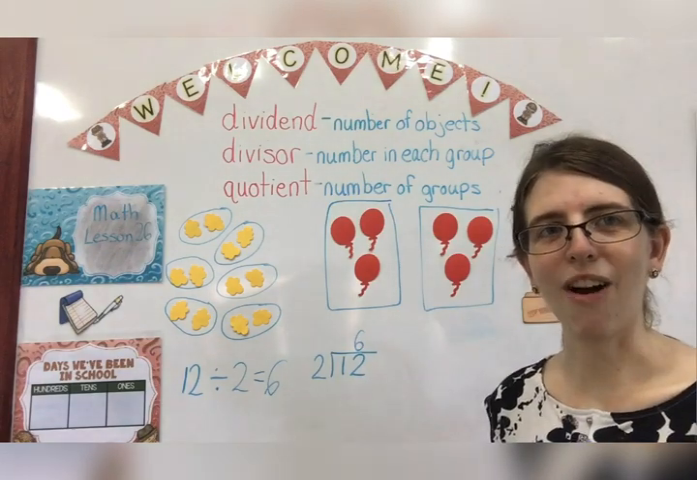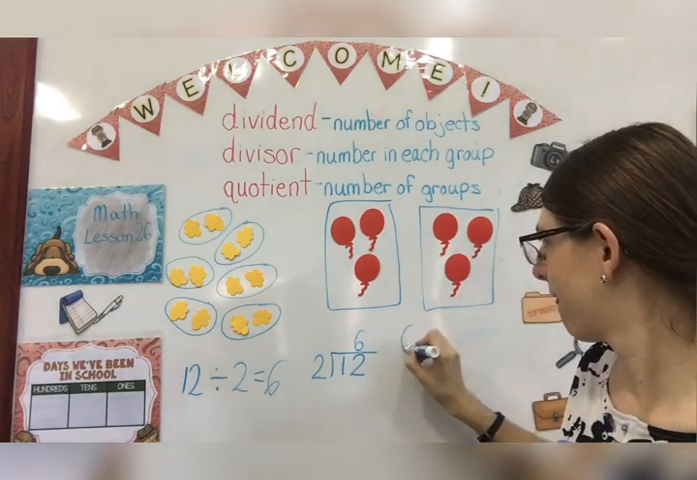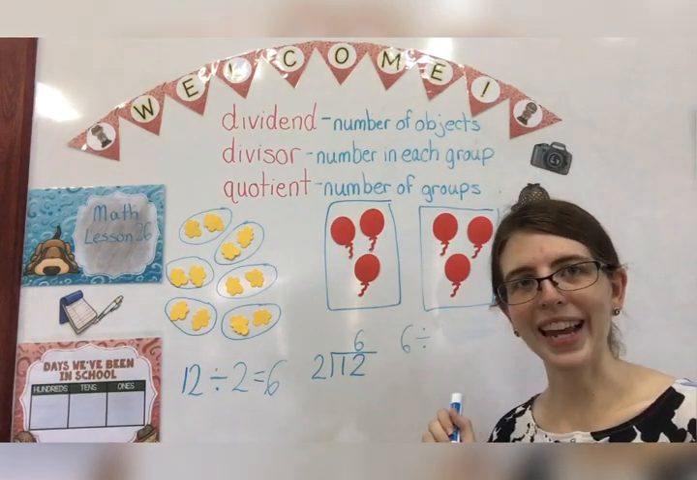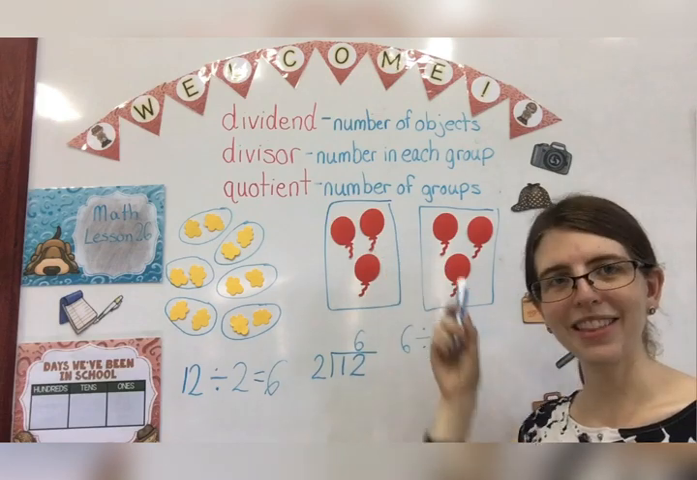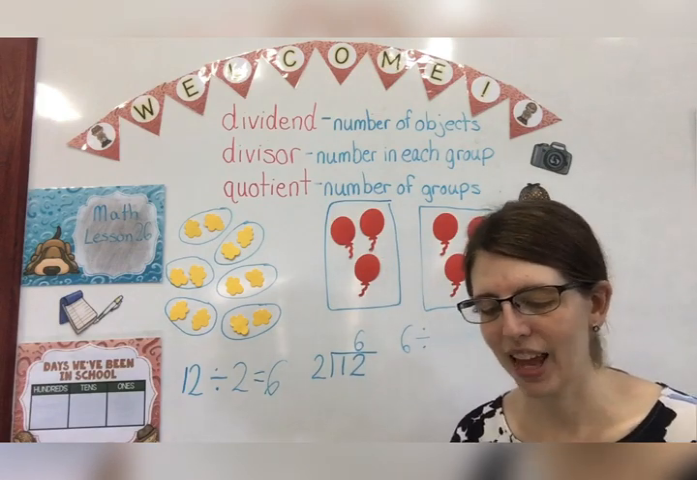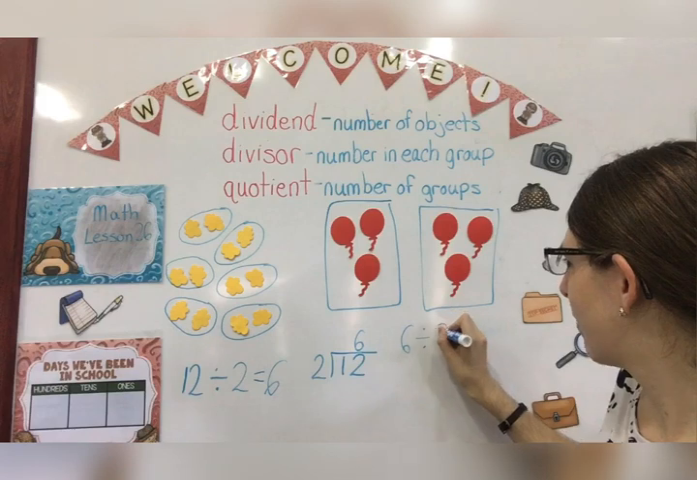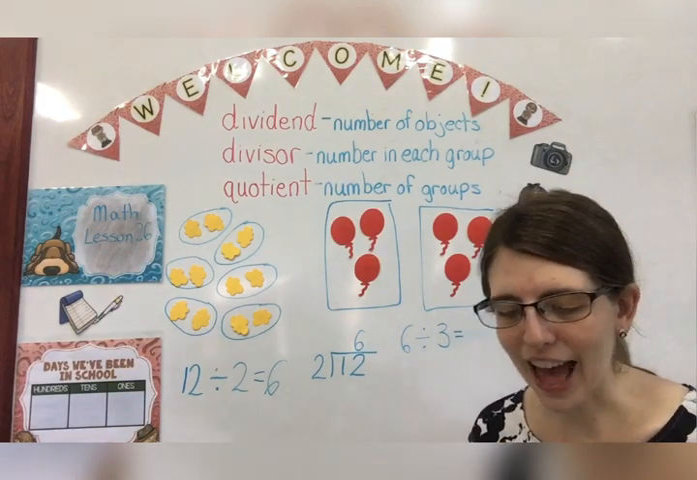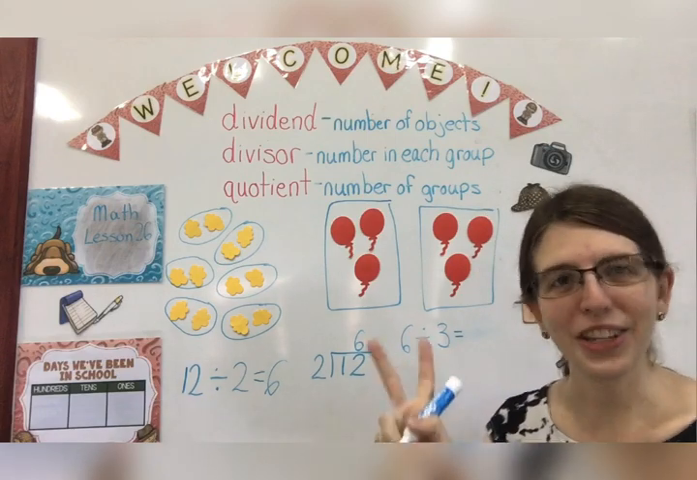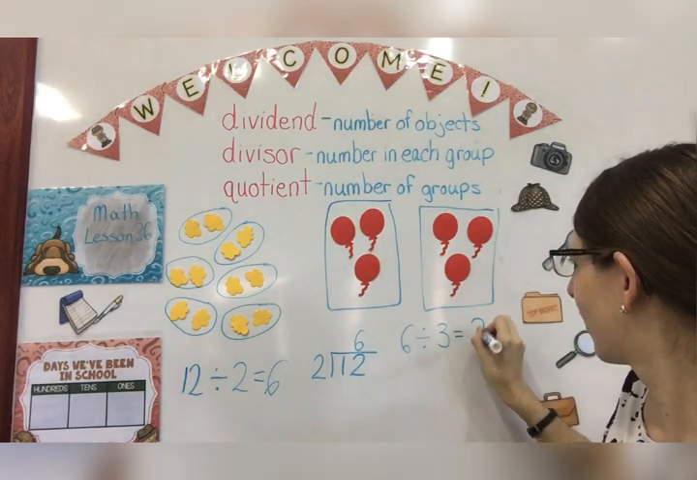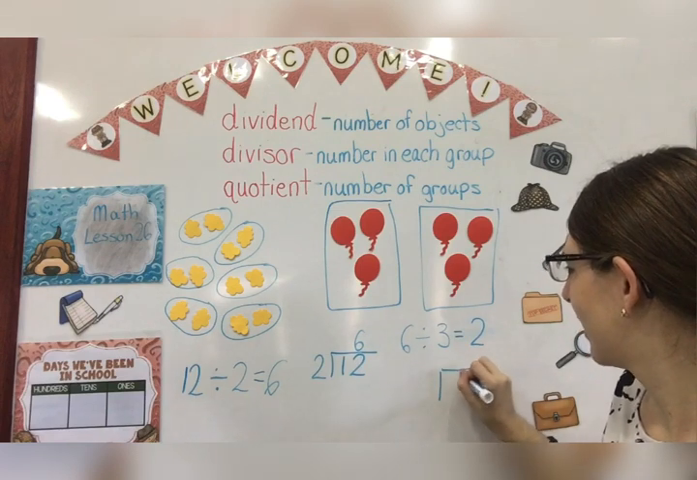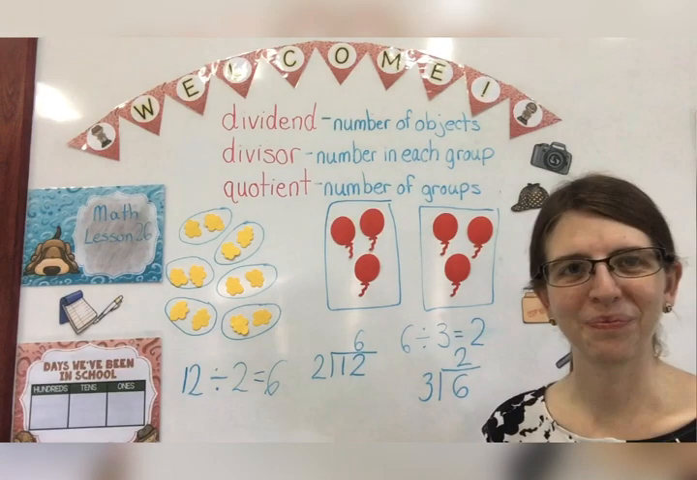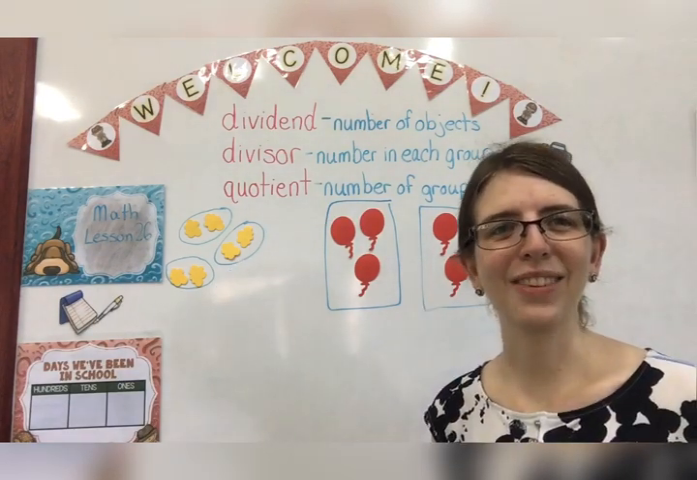How many is this in all? There's 3 in each group, right? 3 in this group, 3 in this group. So letter B should be 3. So that's 6 divided by 3. So how many groups do we have? Letter C. 2. 1, 2. So 6 entre 3 es 2. Just like that.